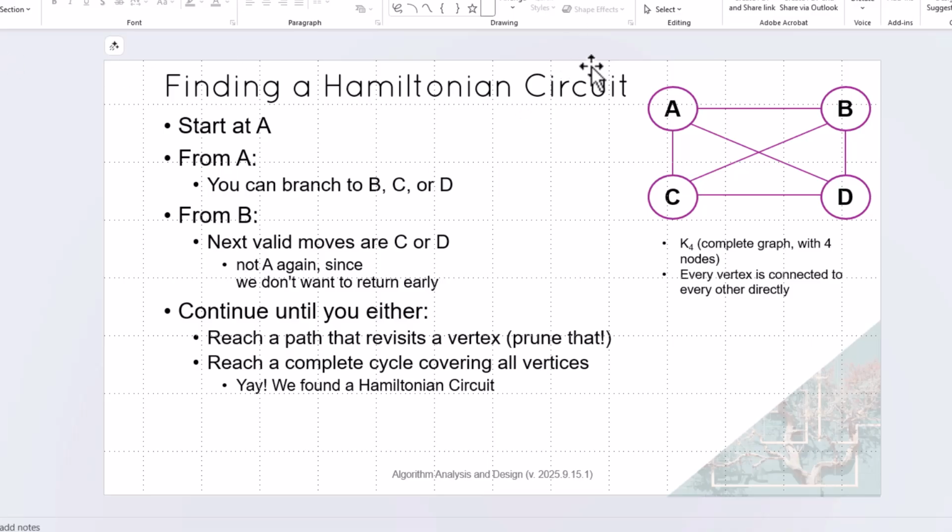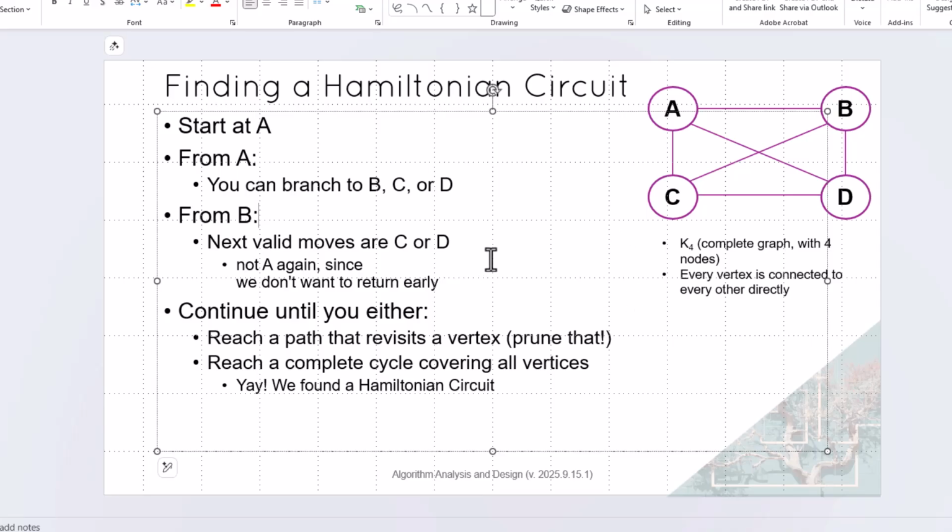So finding a Hamiltonian circuit. Given this graph here, this is a K4 graph, a complete graph with 4 nodes. Every vertex is connected to every other vertex. So we start at A. From A, you can branch to B, C, or D. Then from B, let's say I choose B, the next valid moves would be C or D. We don't go back to A because that would create a cycle. We're returning too early. We haven't included the other nodes yet.